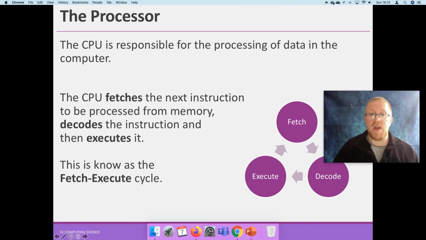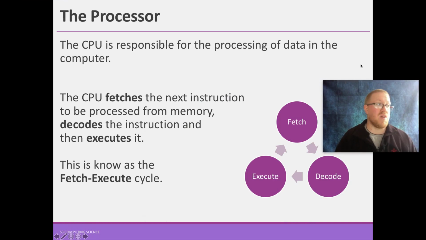So the CPU is responsible for processing data in the computer. We know from last week that the process a processor goes through is called fetch, decode, execute. So it fetches instructions from main memory or RAM, it decodes them, figures out what that instruction means, and then goes and executes that instruction. And the processor can only do one thing at a time. It can only process one instruction at a time.